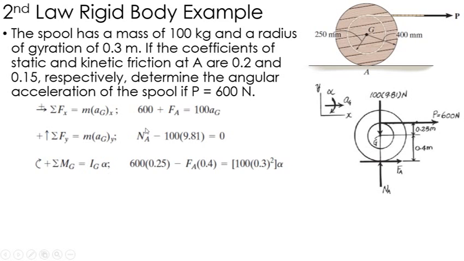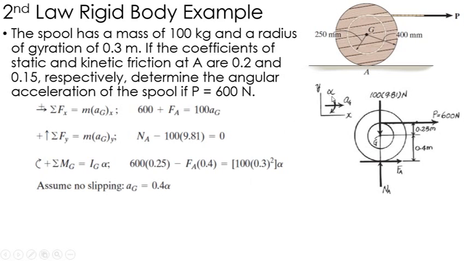So what I need to do is, I don't know whether this is slipping or if it's rolling. I'm going to assume that it's rolling, so there is no slipping. So that means that the acceleration equals r times alpha.